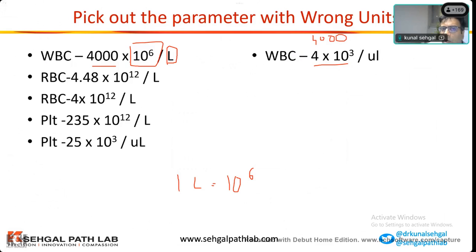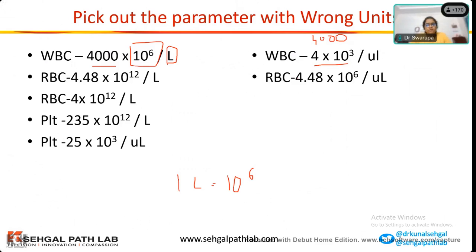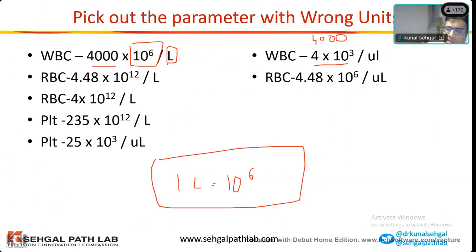Here, what did I do? I also converted from microliters to liters. In 1 liter, there are 10 to 6 microliters. In the same way, now RBC 4.48 into 10 to 12 per liter or 4.48 into 10 to 6 per microliter. So, what do you think? Is this correct? Correct, sir. Excellent. Because the unit difference is only this. Now we go to the next one.